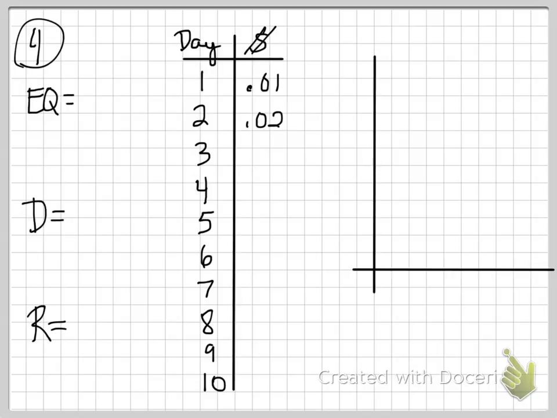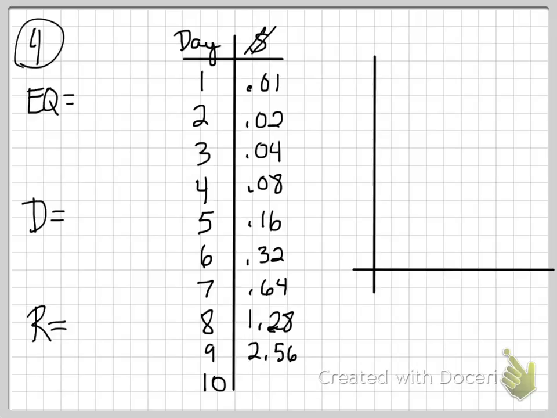How much would we get the next day? Well, that's easy. 2 pennies. Double it, 4. Double, 8. Double, 16. You get the picture. Double, 32. Double, 64. Double is 128. Double that, 256. Double that, 512.